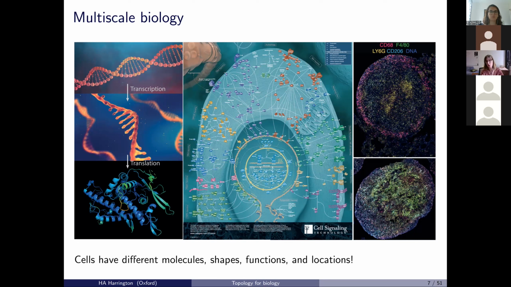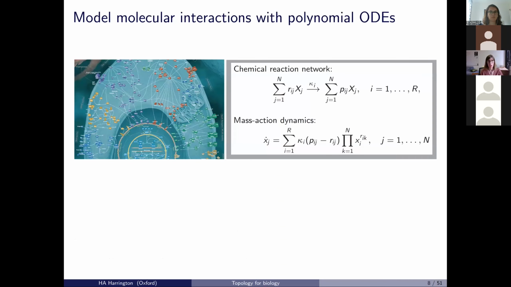So the rest of my talk now is different examples of how topology can be useful in biology. And I'm going to start first at thinking of these molecular interactions, these proteins, and we can model these molecular interactions as biochemical reactions. Okay. So it's the same motivation.